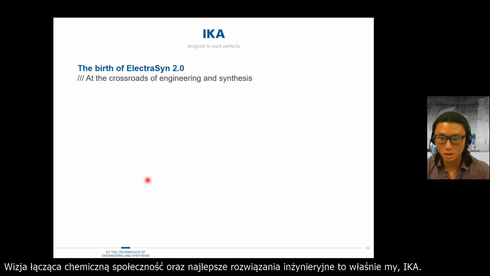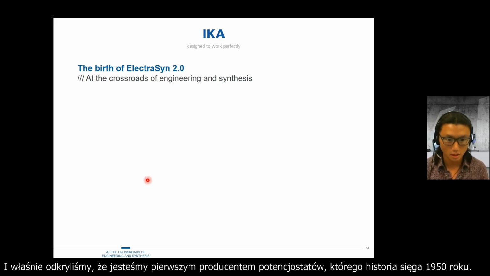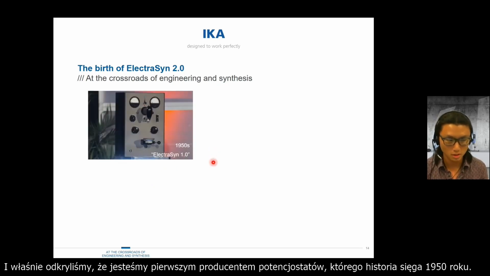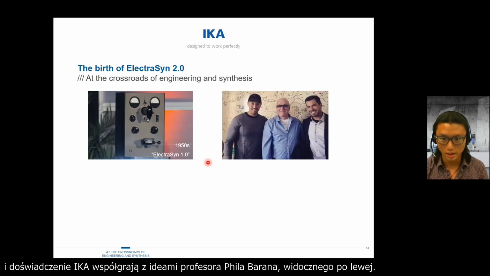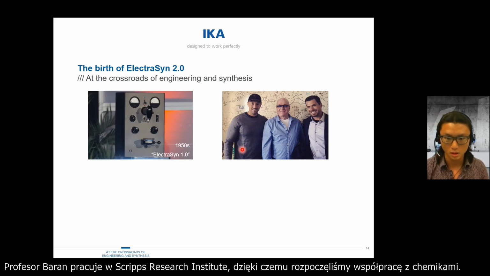Seeing the gap between the chemistry community and engineering application, we looked at ourselves, IKA, and we realized that we were actually the first manufacturer of potentiostats back in the 1950s. So we are very proud to say that EChem is in our DNA. And with that confidence and experience, IKA partnered with Professor Phil Baran from the left. Professor Baran is at the Scripps Research Institute, and we started our collaboration with the chemists.